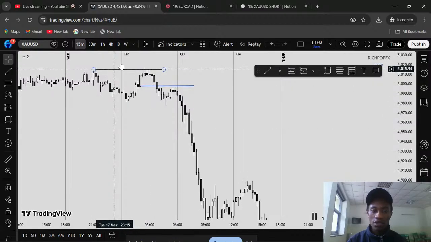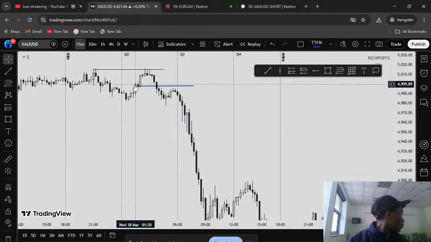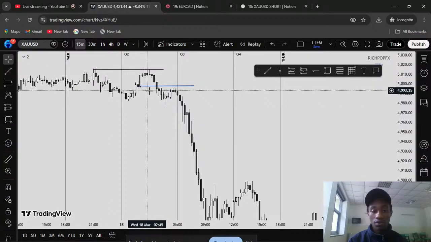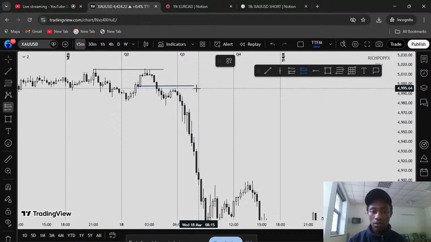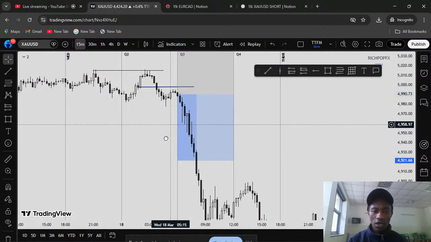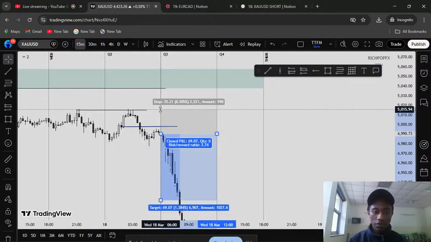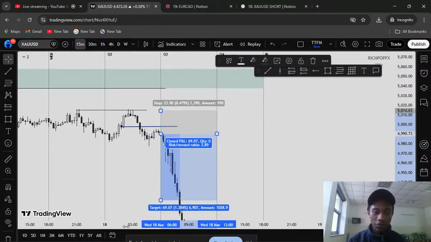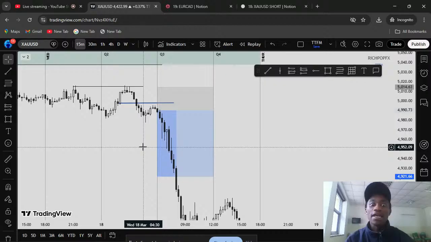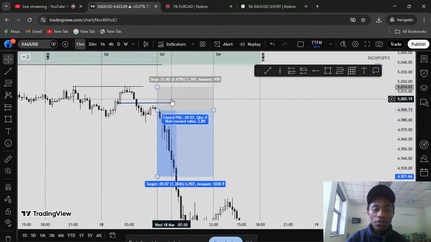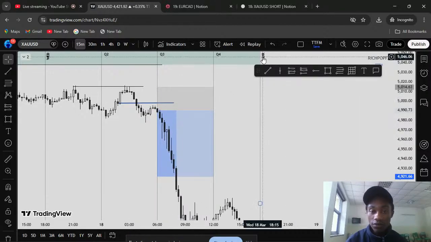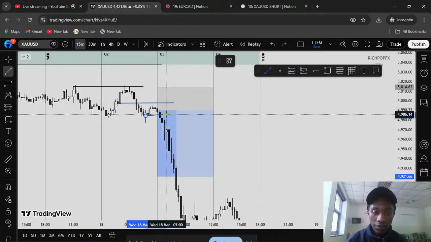So we had this London reversal here, and yeah, I came here and I entered. This was the best trade because I'm not waiting for London, I mean New York, to make another change in state. You can wait here and take a trade.